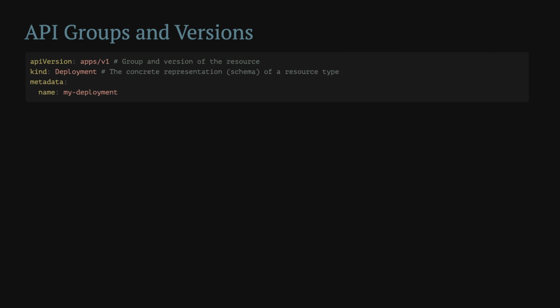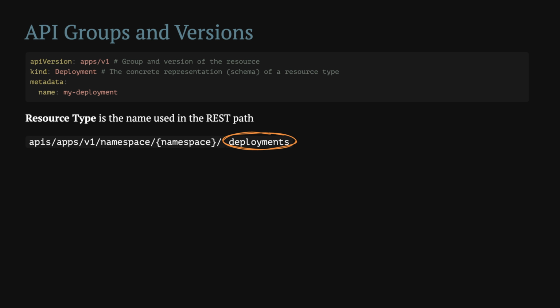Here's an example of a resource definition in YAML format. The apiVersion field specifies the group and version of the resource, while the kind field defines the concrete representation or schema of the resource type. In this case, it's a Deployment. The resource type is the name used in the REST path. For example, the path to access deployments within a namespace would be the following.